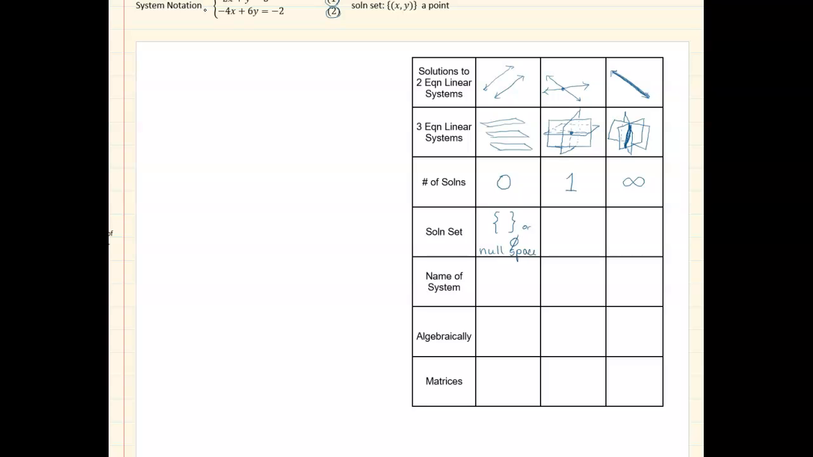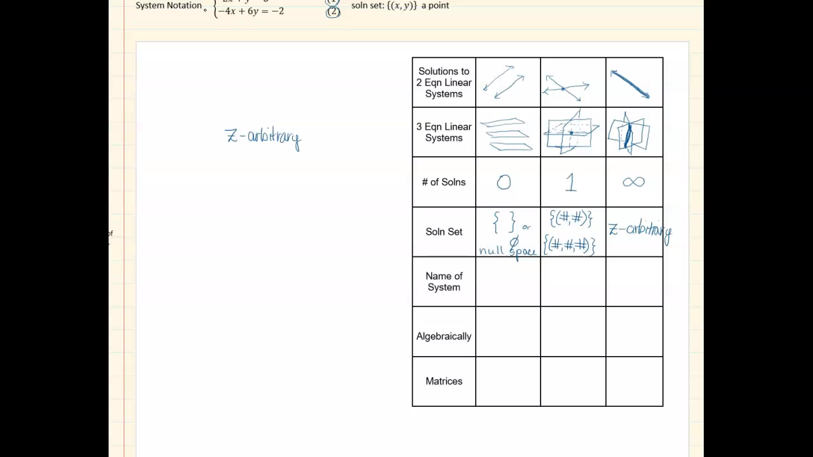If we have a two-equation system with one solution, it would be a point, an ordered pair. If we have a three-equation system, it will still be one point, but it's what we call an ordered triplet. It's going to have a value for x, a value for y, and a value for z. If we have infinitely many solutions, we can put it as x arbitrary, y arbitrary, and z arbitrary. So I'm going to put that here.